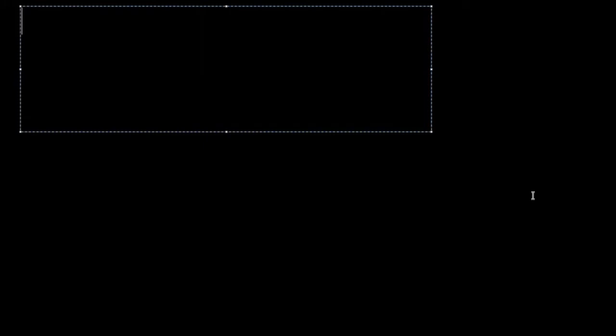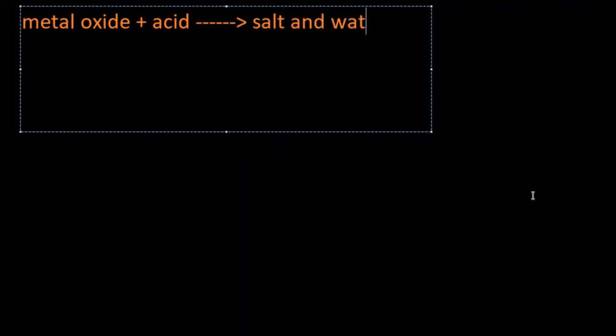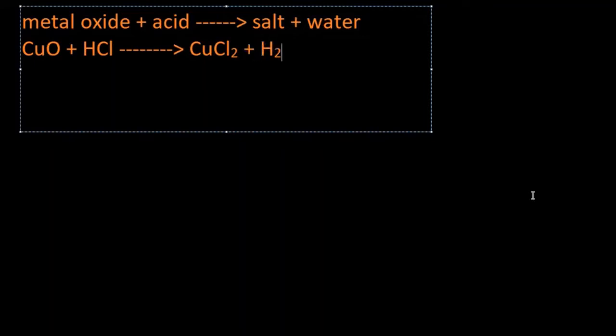So the first type of reaction is metal oxide with an acid, and the products are salt and water. So we'll write salt plus water. An example of this is the reaction of copper oxide with hydrochloric acid. Now that gives copper chloride, that is the salt, and water.